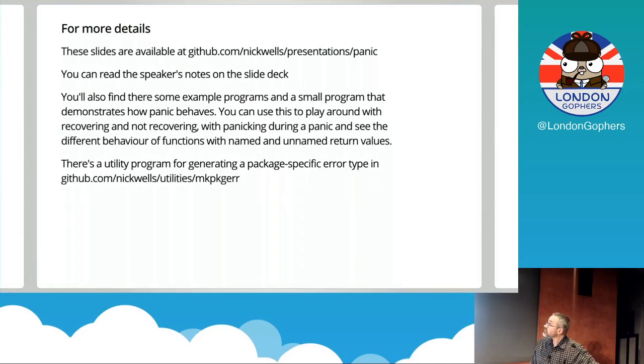These slides, which I've gone through quite quickly, are available on GitHub, and there are speaker notes with them, so you can read what I've been saying. There are a few example programs, and a little program that demonstrates how panic behaves. Also under my GitHub, there's a little utility program that provides you with a package specific error type. It just writes the boilerplate code for you.